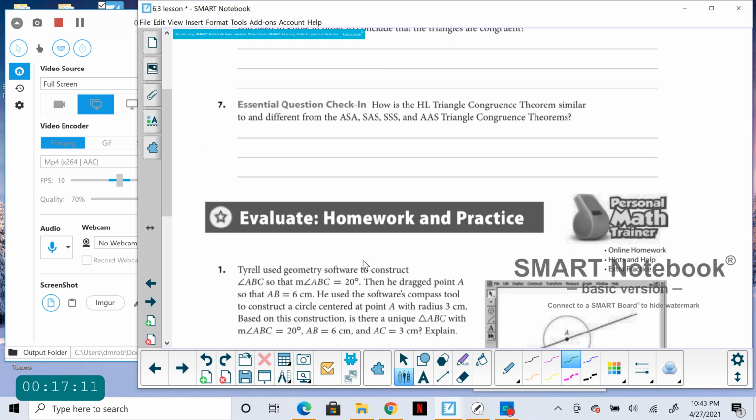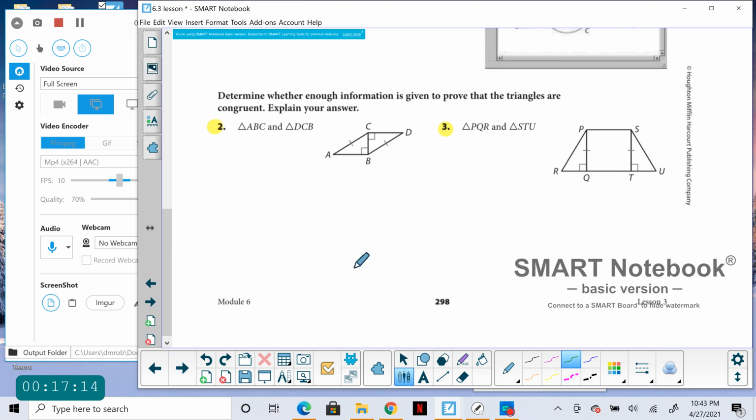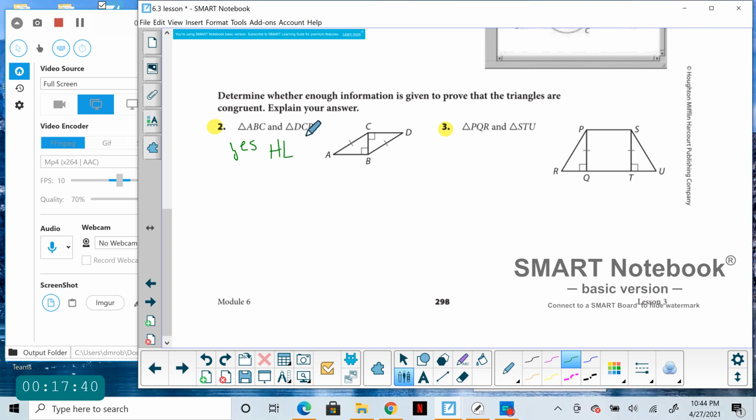Alright, now determine whether enough information is given to prove that the triangles are congruent. So the triangles ABC to DCB, and they are congruent, yes, by hypotenuse leg, because AC to DB are hypotenuses, and we can get CB as a reflexive leg pair, so this one would be congruent.